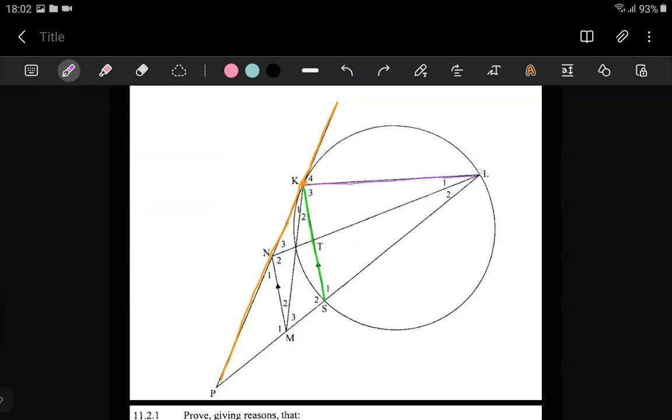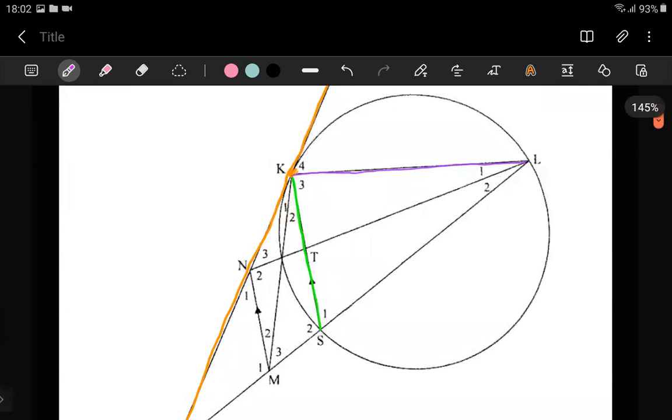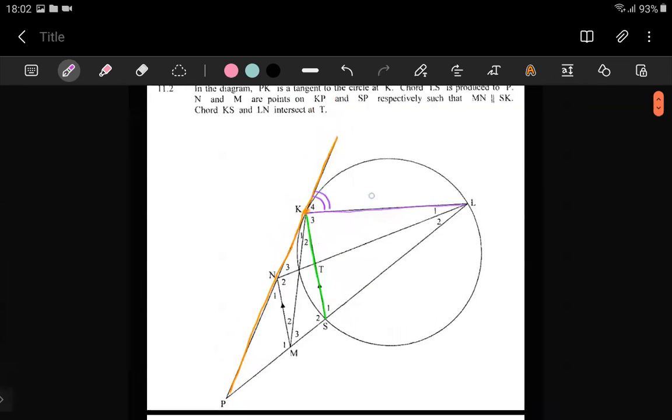The idea is the tangent chord theorem. If you use the purple chord, you have to focus on the angle opposite the purple chord. So this angle here between the tangent and the purple chord is going to be equal to that angle, because it's always about the angle that is opposite your chord.